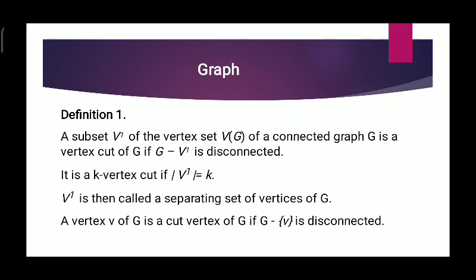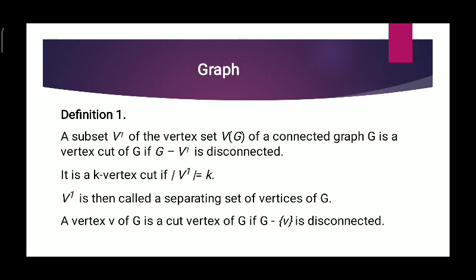So first let us define what is connected or disconnected. A connected graph is one in which, if there exists a path between every pair of vertices, then the graph is said to be connected. If not, it is called disconnected. Then what is connectivity? Connectivity means the minimum number of vertices removed from the graph such that the resultant graph is disconnected, or has more than one component. That number of vertices is called the connectivity.